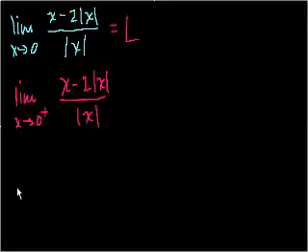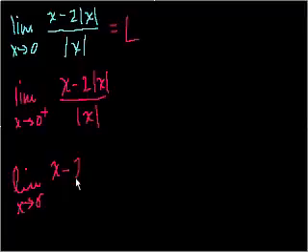And then we also know that the limit as x approaches 0 from the negative side of the same function is also going to be equal to L. If as we approach 0 from the left, we get some number, and as we approach 0 from the right, we get the same number, then no matter what direction we approach 0 from, we approach that number. So let's figure out these two limits, and if they have the same answer, then we have the answer to our original problem.